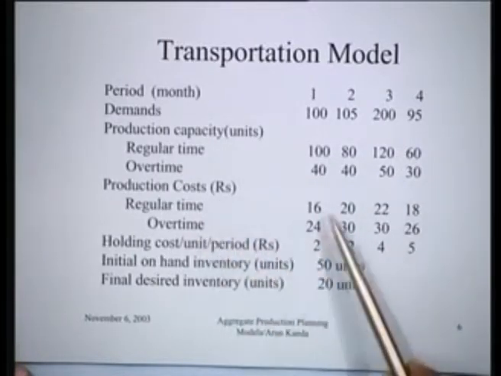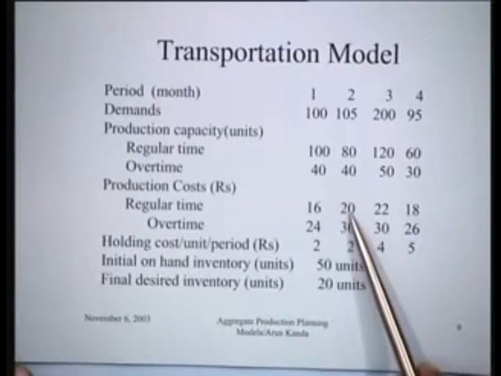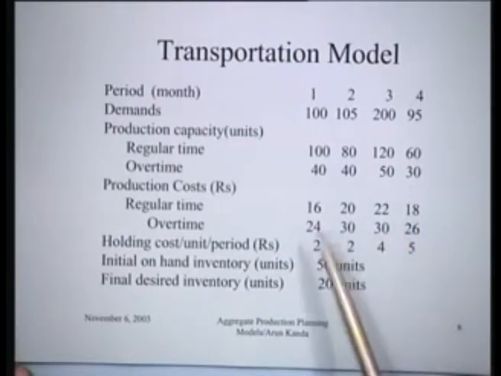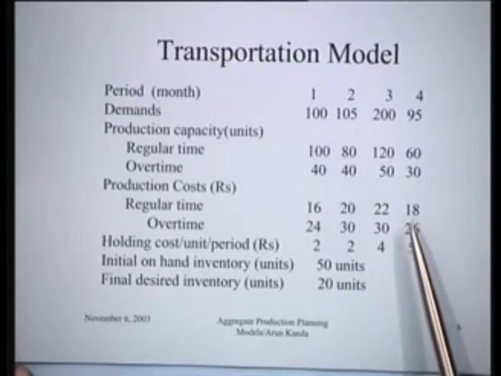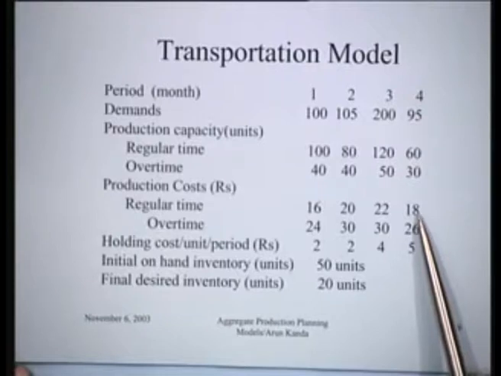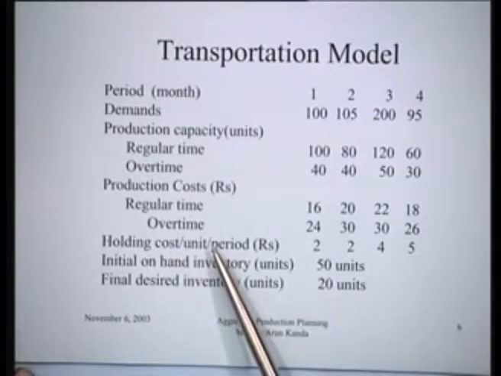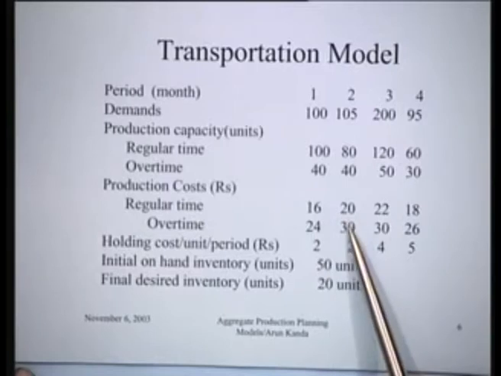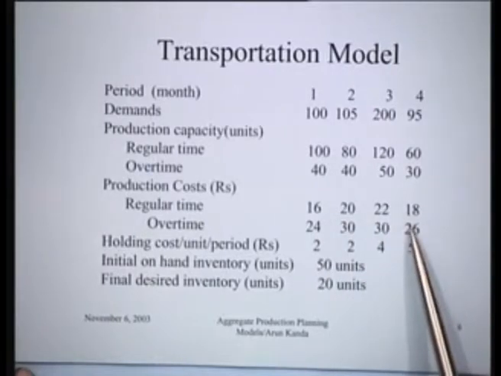Production costs on regular time are 16, 20, 22 and 18. So what we are assuming here is that production costs can vary with time. Normally you might expect them to increase, but they might crash in a certain period also for various reasons, depending upon the economy and depending upon the state of business. Similarly, in overtime, the costs are higher than this: 24, 30, 30, 26, typically higher.